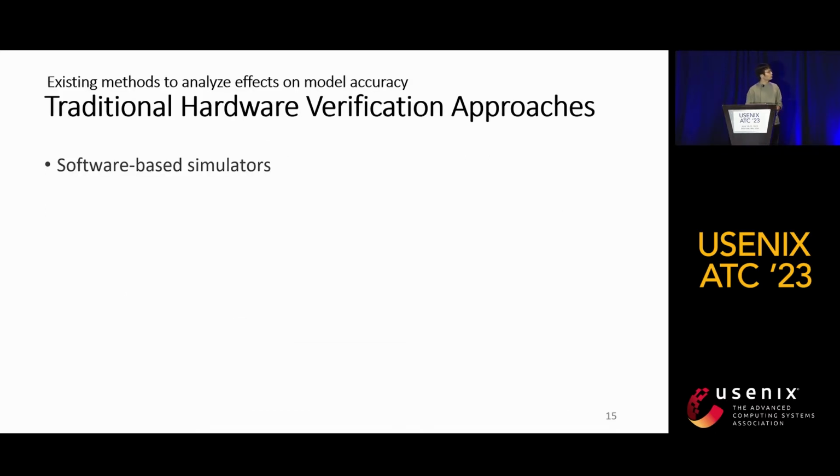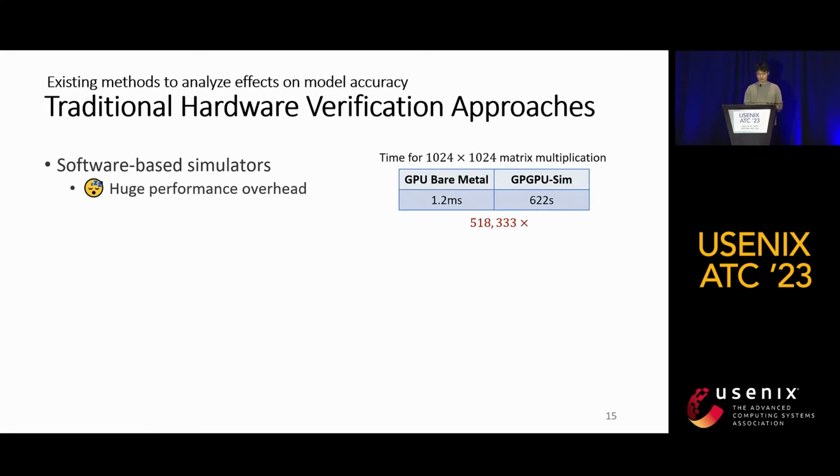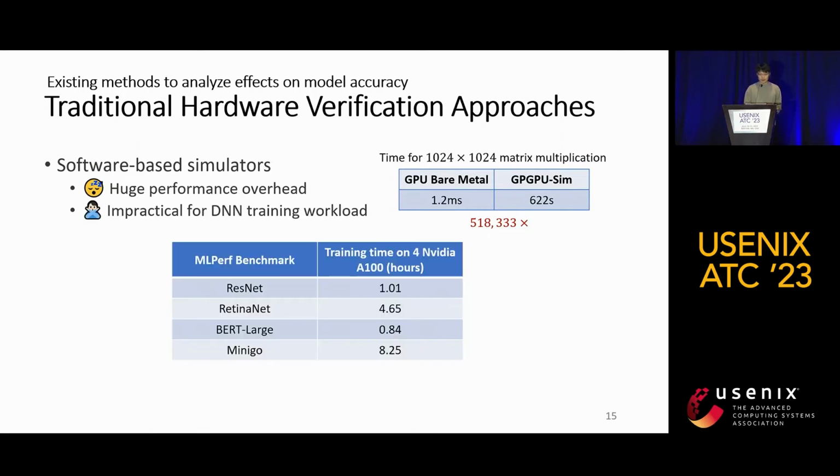One way is to use software-based simulators, such as GPGPU-Sim and Multi2Sim. The problem is it has a huge overhead. Our empirical result shows that for one matrix multiplication operation, GPGPU-Sim is 5 orders of magnitude slower than bare metal GPU. Considering the fact that DNN training itself takes hours to finish, even with very powerful hardware, this overhead makes them impractical to use for DNN training workload.